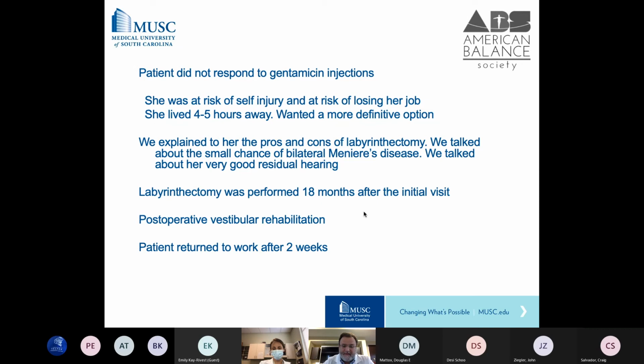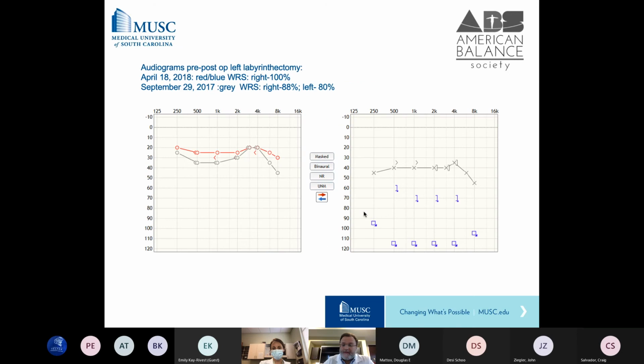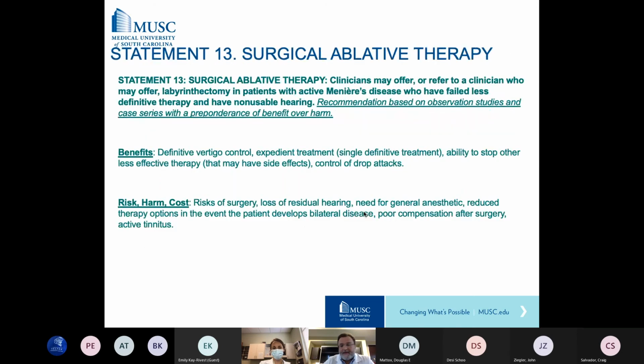She got vestibular rehab post-op. She returned to work within 2 weeks. She had no hearing on her left side. And labyrinthectomy should be offered to patients who have failed less definitive therapy and have non-usable hearing. And in her case, we had done the gentamicin before then.